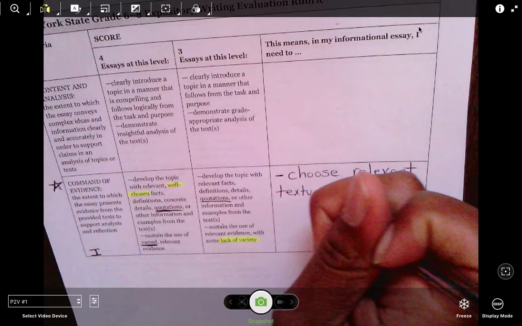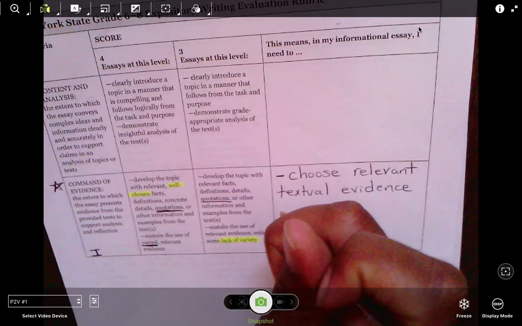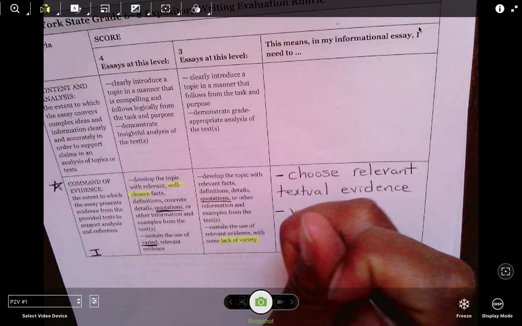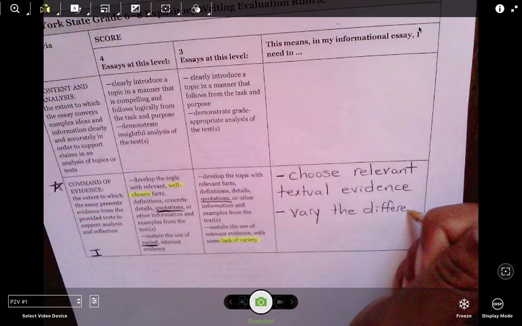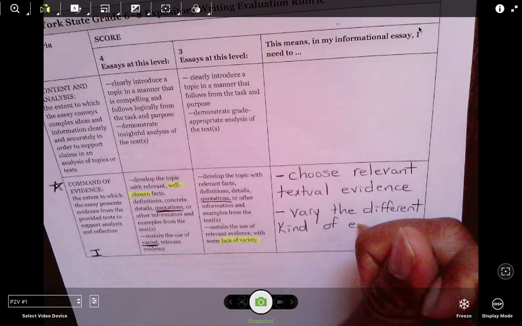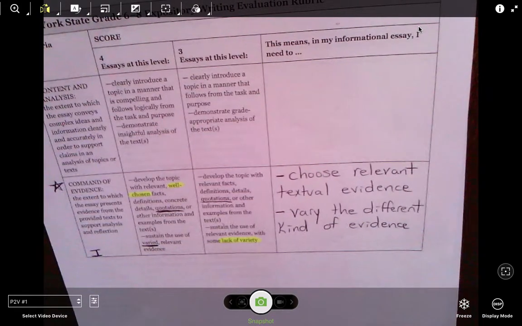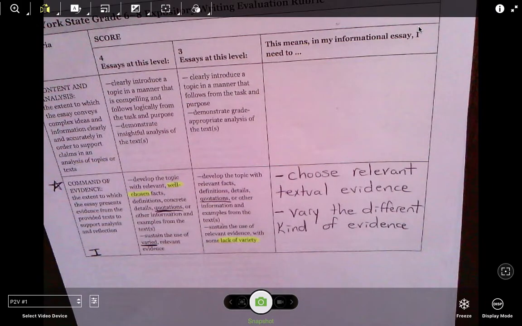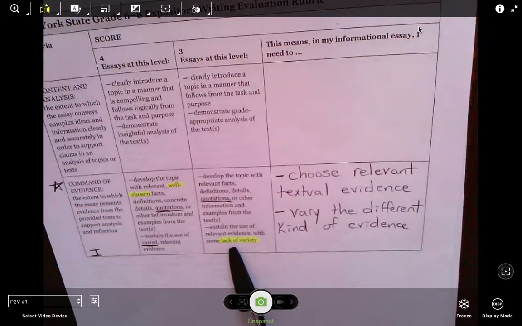vary the different kind, excuse me, of evidence. That's pretty simple. So choose relevant textual evidence, vary the different kind of evidence. So basically the I in POW TIDE. If you do that, you can get 4 points. And if you don't do that consistently, then you might get 3 points. Still pretty good because you don't want to drop below a 3 on this rubric in any particular area. You'll always be at a 3 at the minimum.